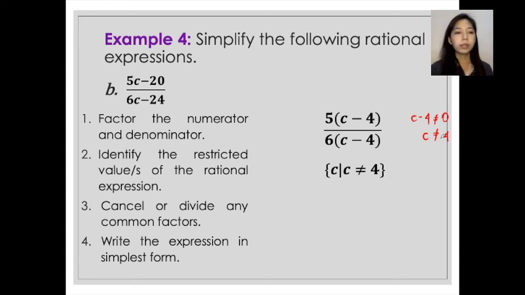Step 3 is to cancel or divide any common factors. When you look at the given, the common factor that you can see is the expression c minus 4. So cancel that out, and 5 over 6 would be the simplest form of the given expression.